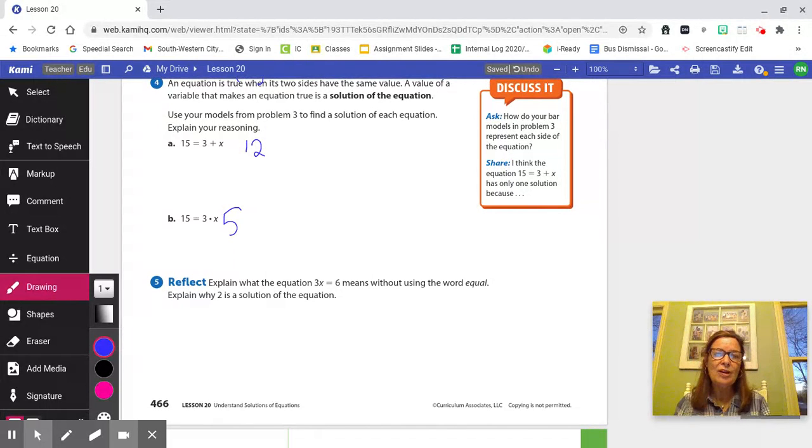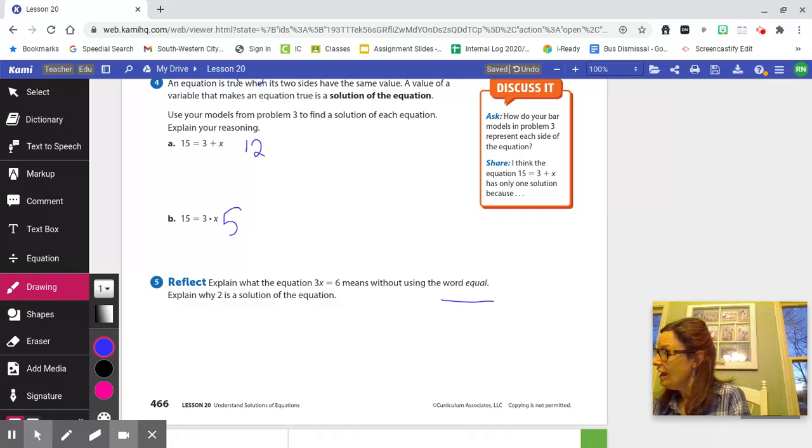Explain what the equation 3x equals 6 means without using the word equal. I would like you to try to do this. Explain why 2 is a solution of the equation. What does 3x equals 6 mean? And don't use that word equal. Write it down.